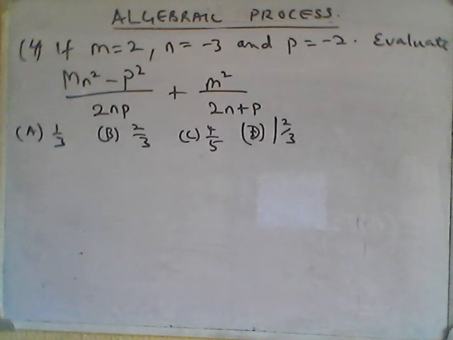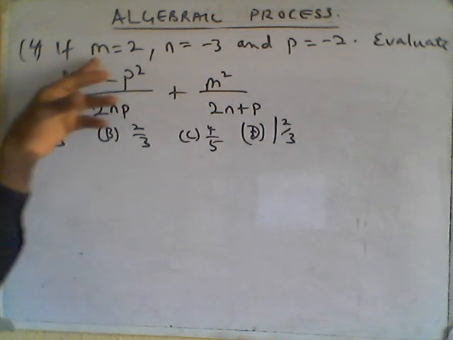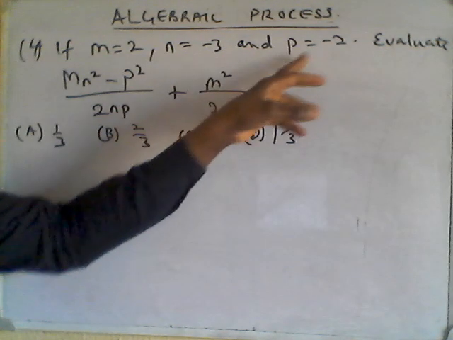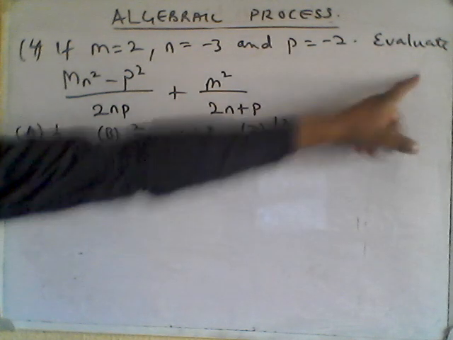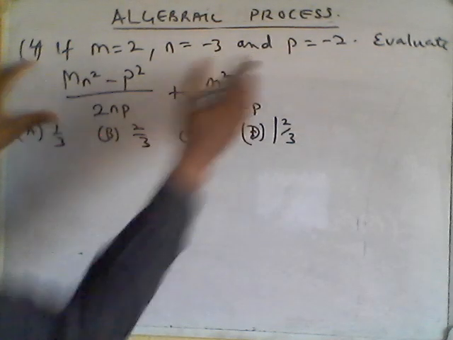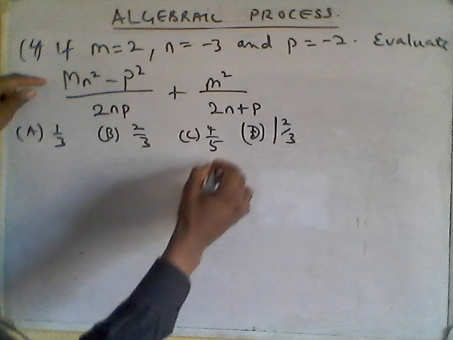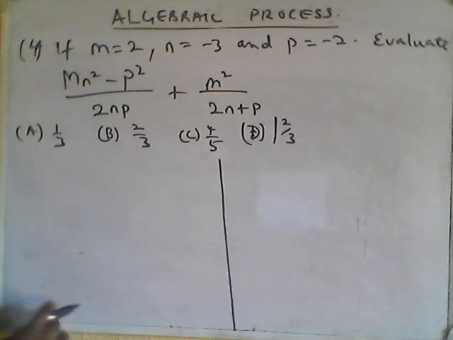Okay, so still on that algebraic process, we have a question on the board. This is a clear case of substitution. It says that if m is equal to 2 and n is equal to minus 3 and p is equal to minus 2, evaluate. This is what you are going to evaluate. So this is just a clear case of substitution. Wherever you see all these letters, you put the values there and you compute.